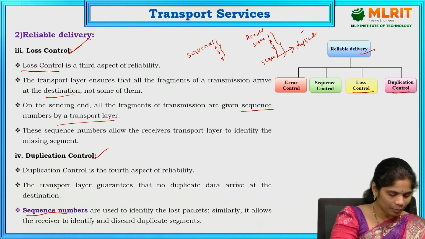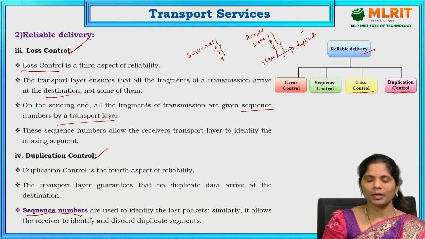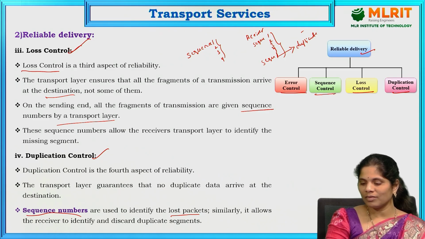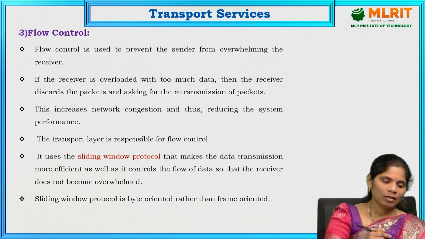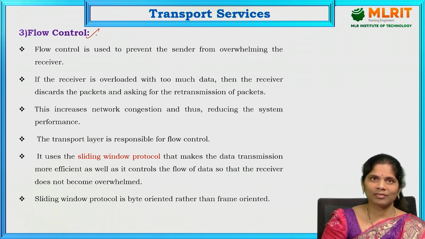Sequence numbers are mainly used to identify the duplicate packets or the lost packets in reliable delivery. That is the main thing of reliable delivery: error control, sequence control, loss control and duplication control. And the next one, the third transport service, is flow control.